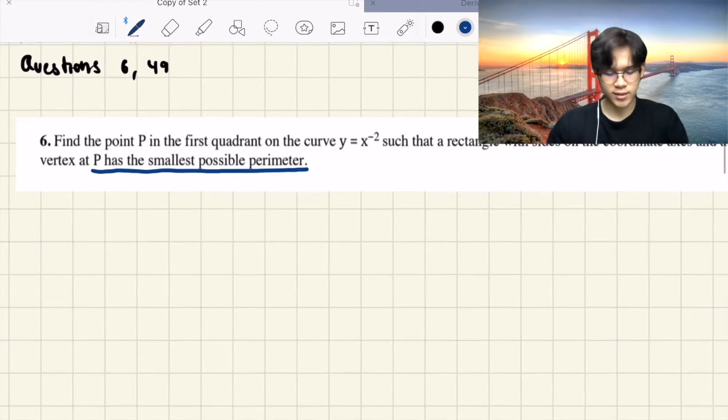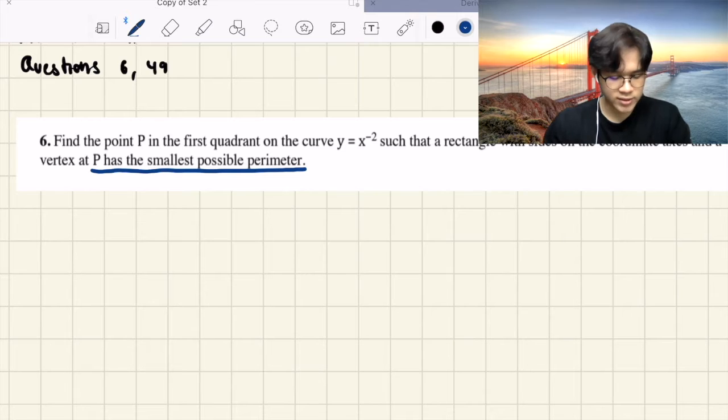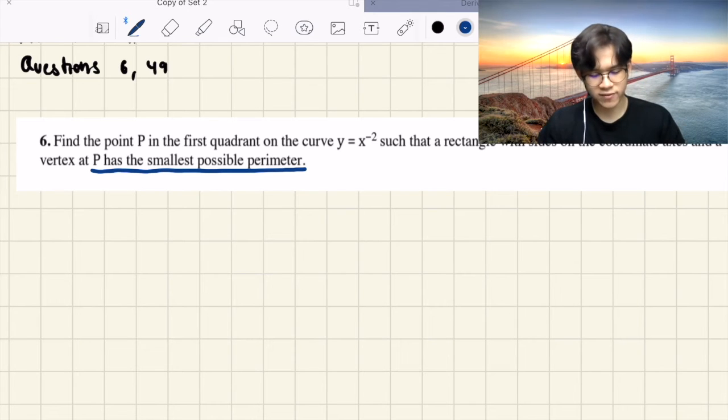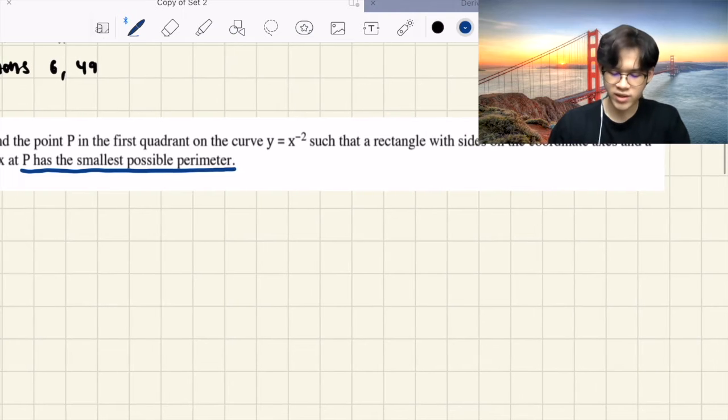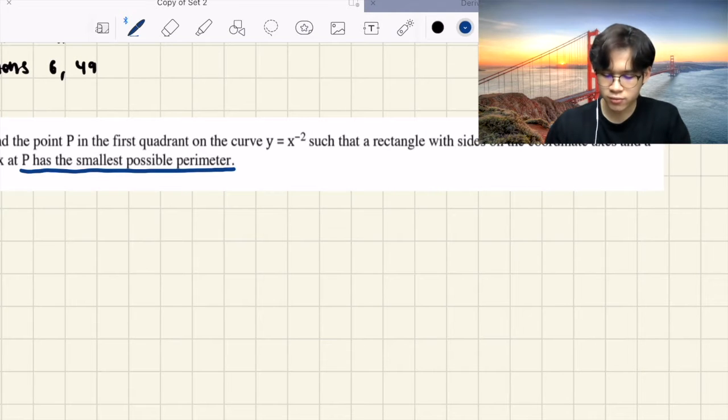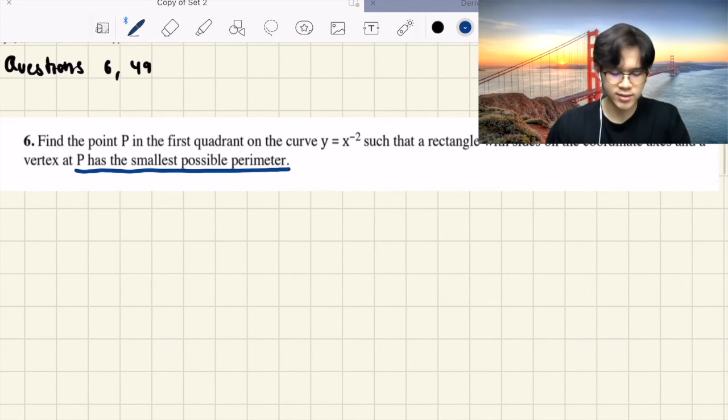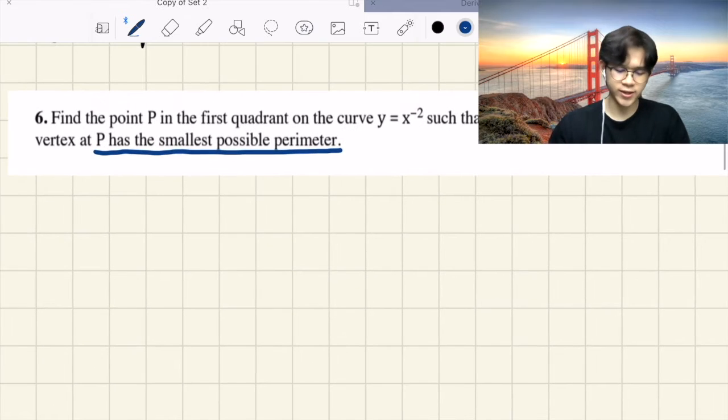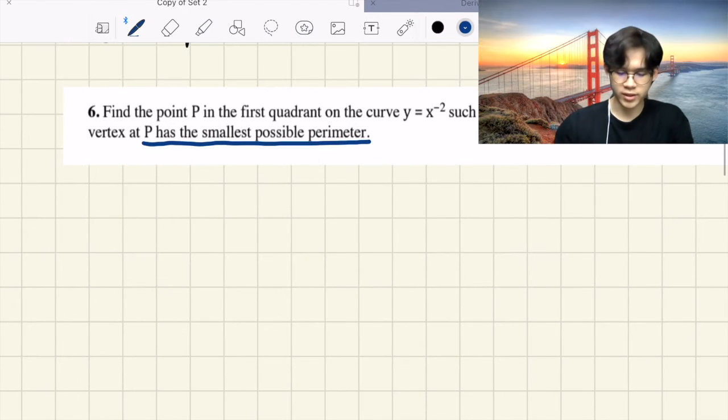So let's get started. For question 6, it says find a point P in the first quadrant on the curve y equals x to the power of -2, such that a rectangle with sides on the coordinate axes and the vertex at point P has the smallest possible perimeter.